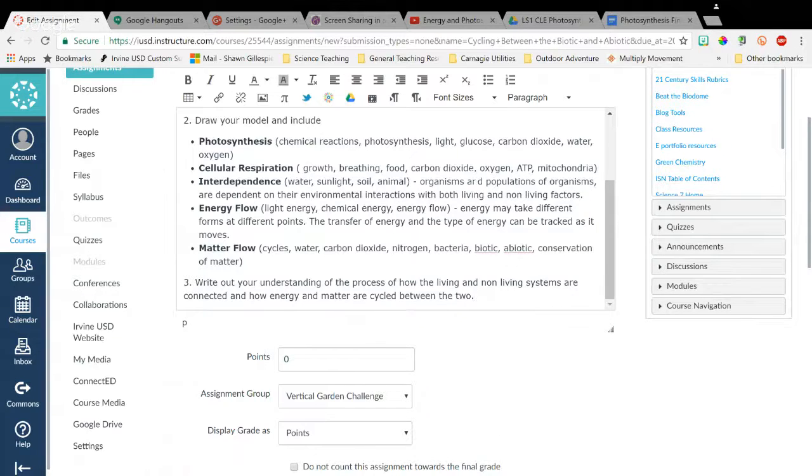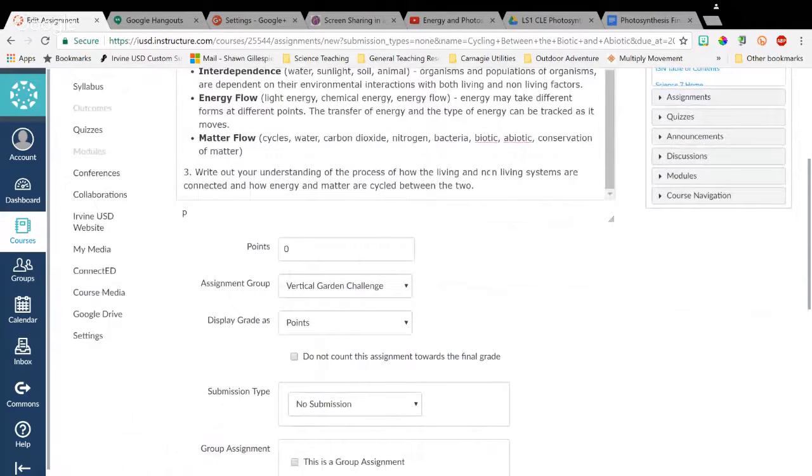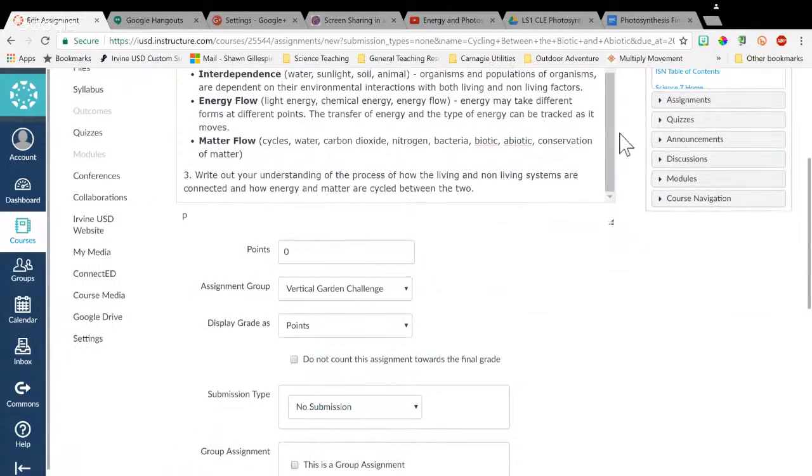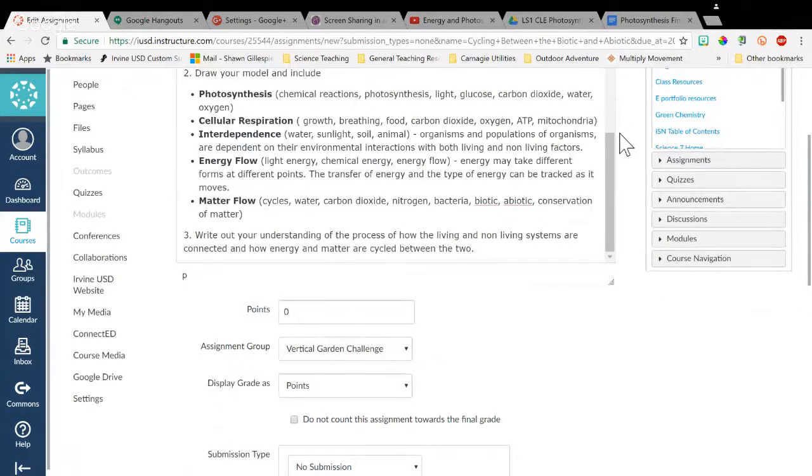Once again, make sure you use different colors for energy and matter. Make sure that this is a cycle. Cycle means circle, so show that. And then the third part is that write your understanding of the process. So this is where you explain. So I shouldn't just have pictures, but I should have explanations about what's going to take place.